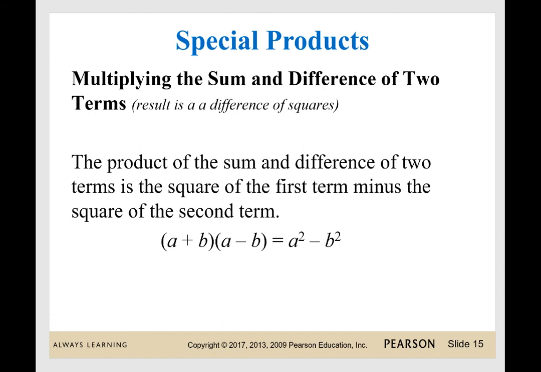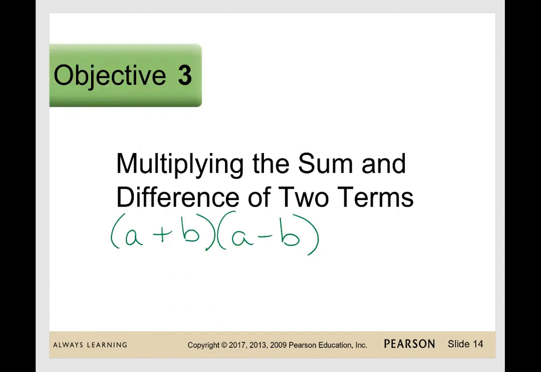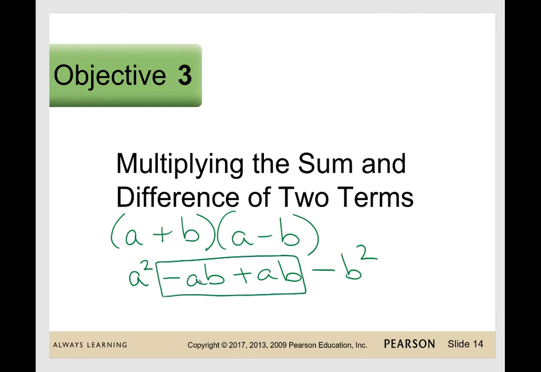Okay, when that happens, actually, let me go back to the last slide. Okay, when this happens, again, we could FOIL it out, which again, I don't recommend because it's going to waste time, but let's do it now just so we can see. So if we FOIL it out, we would get a squared minus ab plus ab and then minus b squared. Notice what happens with your 2 middle terms. Okay, notice that they are opposites, so they're going to add up to 0. So all you're left with is a squared minus b squared.